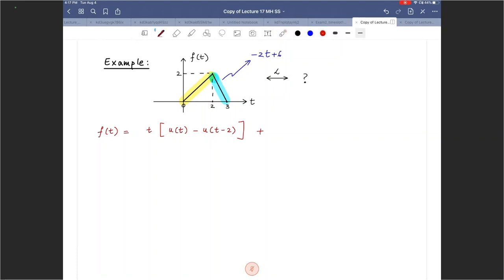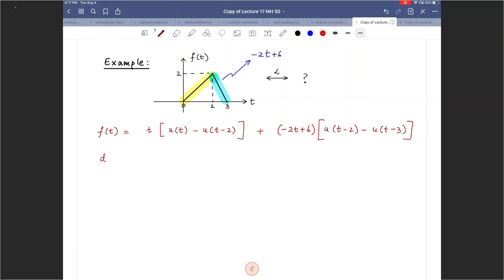And then I can come back here and say negative 2t plus 6. And I have a gate function between 2 and 3. So open the gate at 2, close the gate at 3. Now I've written the function in terms of unit steps. I'm going to try to use my time derivative property to solve this problem.